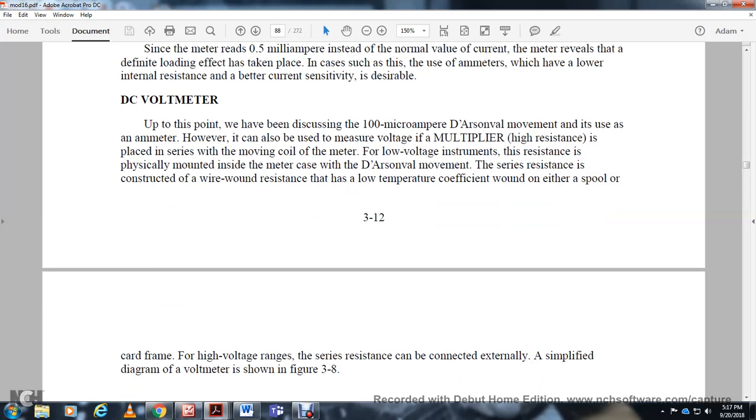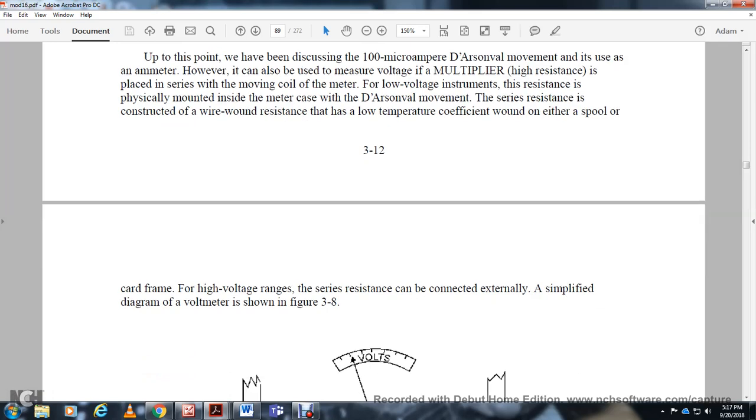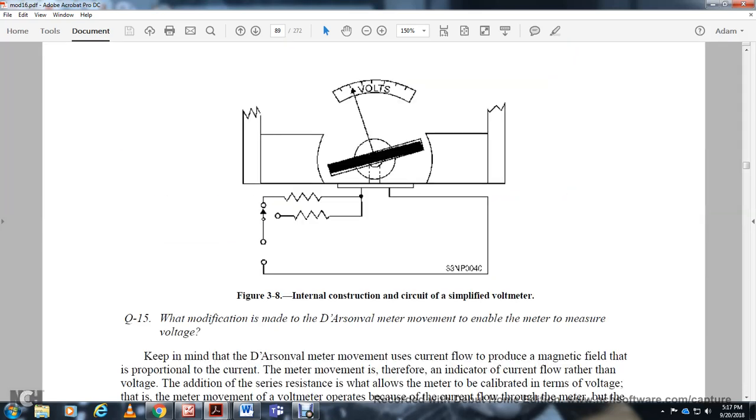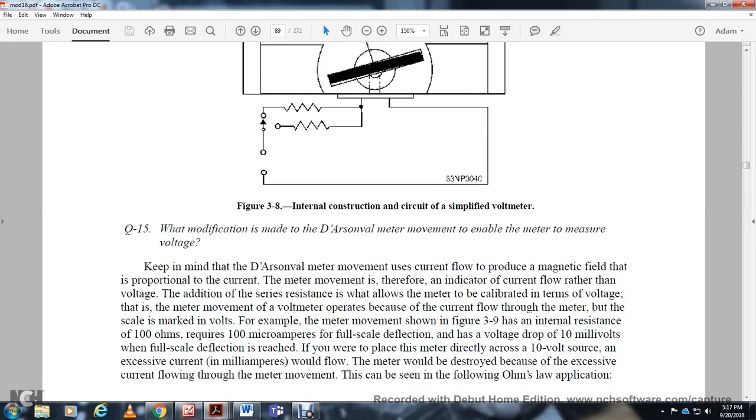The series resistance can be connected externally and is simplified by the diagram of the voltmeter shown in figure 3.8. Figure 3.8 shows the internal construction of the simplified voltmeter circuit. Keep in mind that in the D'Arsonval meter movement, the current flow produces the magnetic field, and the deflection is proportional to the current. The meter movement therefore indicates current flow rather than voltage. The series resistance is what allows the meter to be calibrated in terms of voltage.